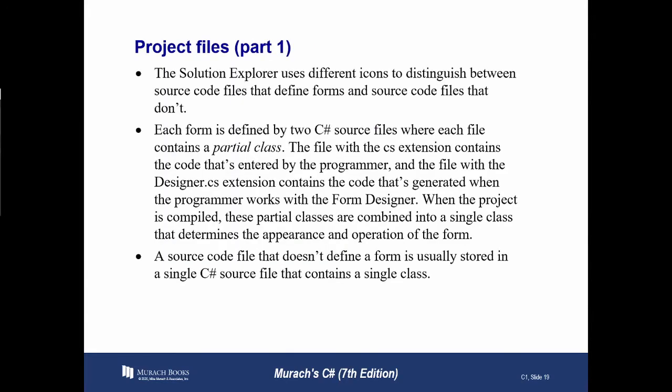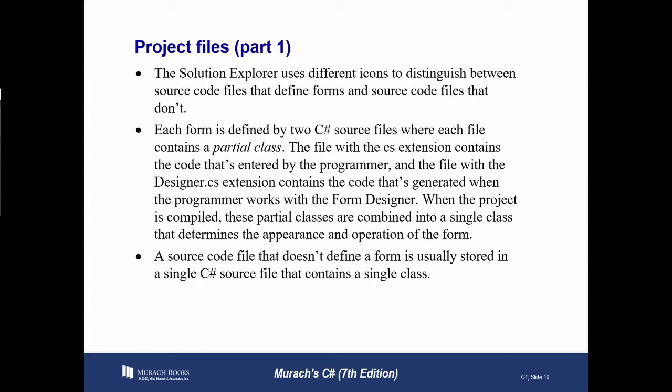So each form is defined by two C# source files, where each file contains a partial class. You have two source files that are eventually going to come together as one, but they make two different partial classes. The file with the .cs extension, which looks like the C# icon, contains the code that's entered by the programmer, and the file with the .designer.cs extension contains the code that is generated when the programmer works with the form. So when we're in the design view, that's our designer.cs. When we're doing C#, that's just straight C#.